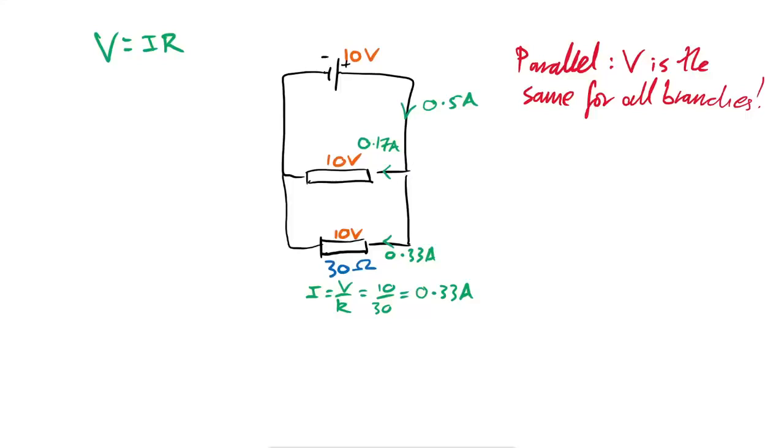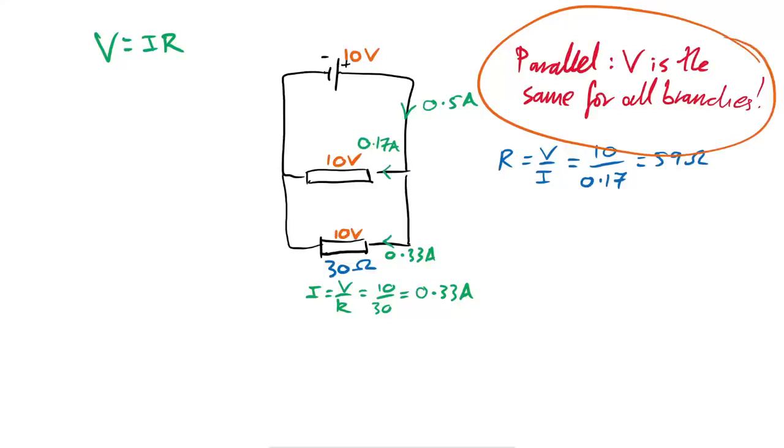Therefore, I now know two things about this top resistor here. I can do resistance is equal to V divided by I. So that's 10 divided by 0.17. And that gives me 59 ohms. So there we go. Again, it was all thanks to this rule here. Parallel, V is the same for all branches.